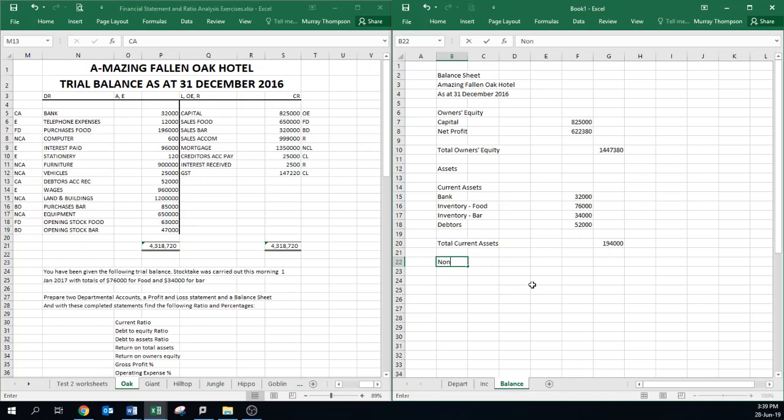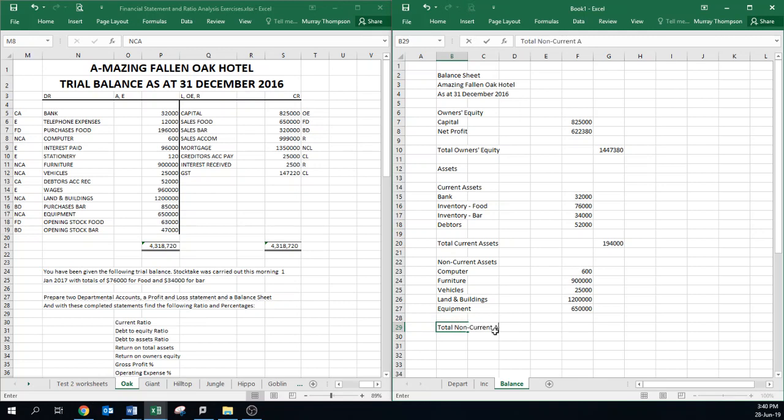Right, now we get into our non-current assets. Now, non-current assets, these will be the things that we've identified on the trial balance that we're going to keep for a long time. So, again, doesn't have to be in any order, just pop them in as they come up. So, computer, 600, furniture, there's another one, 900,000. If it's a bigger value, then it's probably going to be a non-current asset rather than an expense. Okay, land and buildings, 1,200,000, and finally equipment. Okay, equipment, 650. Oh, there we go. So we've got our non-current assets.